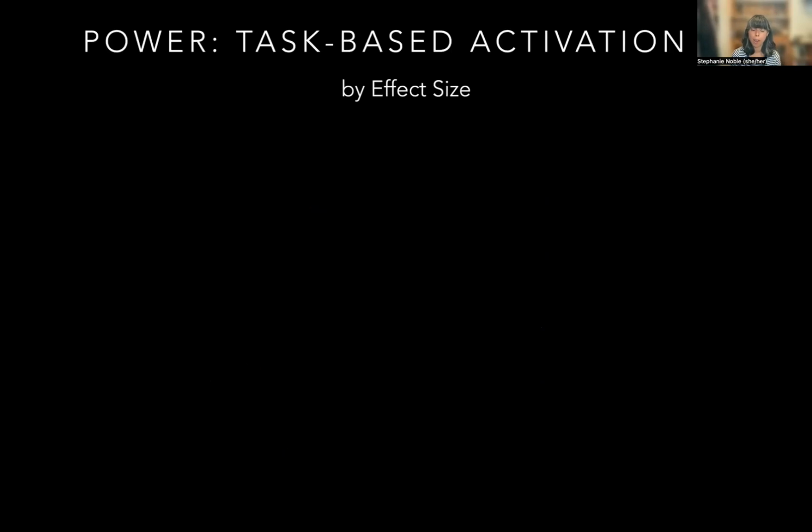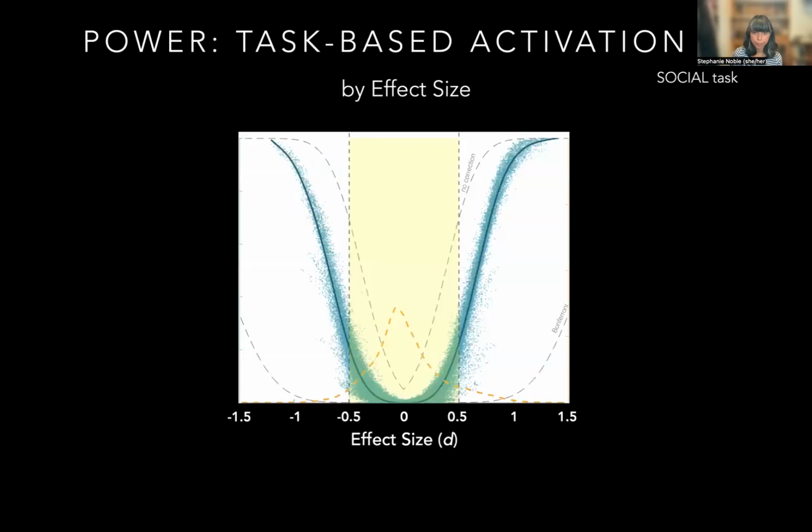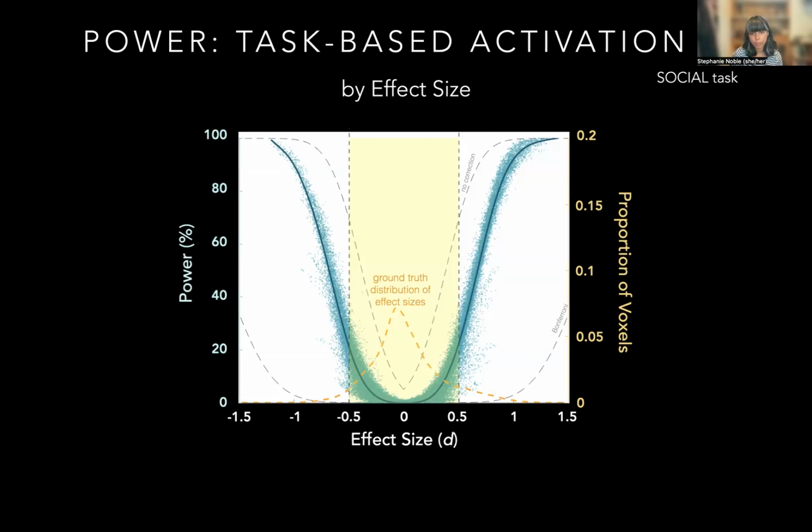So now let's look at what power we get from task-based activation. Here's a complicated figure that I'm going to break down, and we're just looking at the social task for right now. In this gold-orange color, we're showing the proportion of voxels that show each effect size, so this is basically just a histogram of effect sizes. And in blue, we're showing power, or you can think of it as the true positive rate in terms of percentage: the percentage of time for each individual voxel that we detect that effect and we know that there's a true effect there.